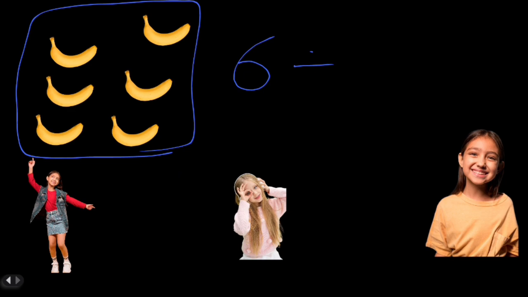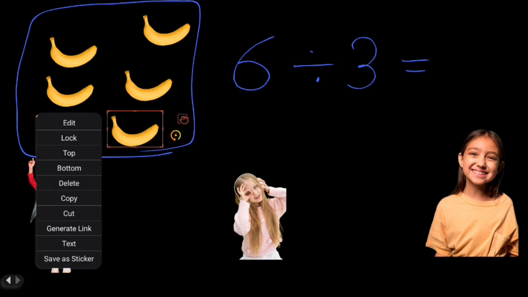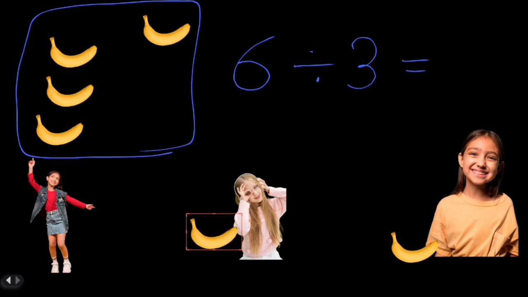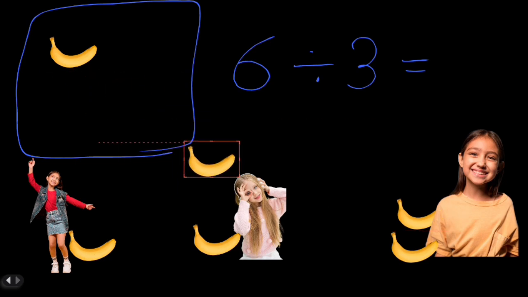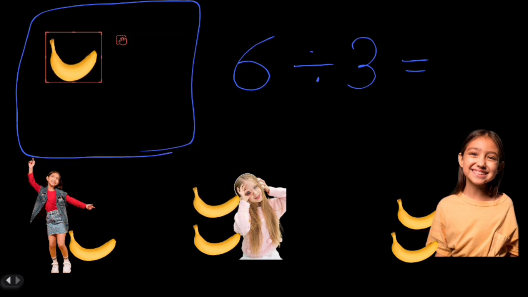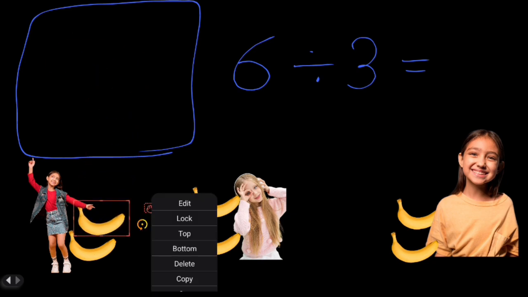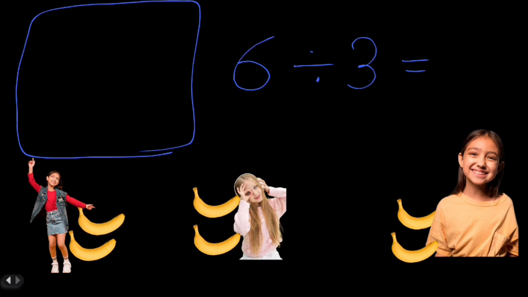So let's distribute the number of bananas over these 3 children. Let's see how many for each. The first one will take 1, the second also, the third, then go back to the first, second, and third. So each one will take how many bananas? Each one will take 2 bananas. So I can say 6 divided by 3 equals 2. Okay, this is the concept of division.